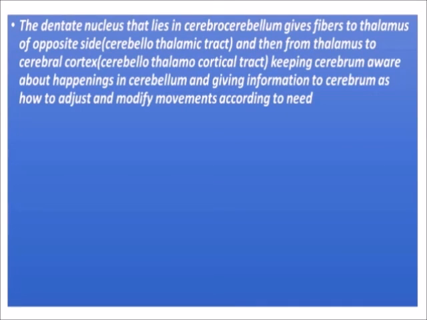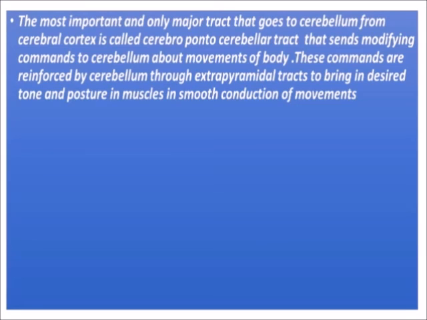The dentate nucleus that lies in the cerebrocerebellum gives fibers to the thalamus of the opposite side, which is called the cerebellothalamic tract, and then from the thalamus to the cerebral cortex, which is called the cerebellothalamocortical tract. This tract keeps the cerebrum aware about happenings in the cerebellum and gives information to the cerebrum as to how to adjust and modify movements according to the need. The most important and only major tract that goes to the cerebellum from the cerebral cortex is called the cerebropontocerebellar tract that sends modifying commands to the cerebellum about movements of the body. These commands are reinforced by the cerebellum through extrapyramidal tracts to bring in desired tone and posture in muscles and in smooth conduction of movements.